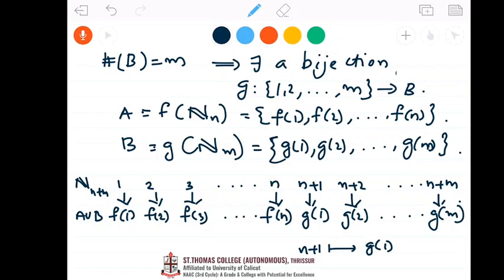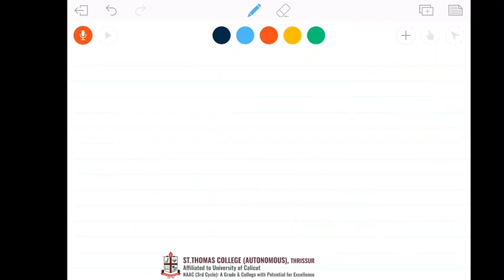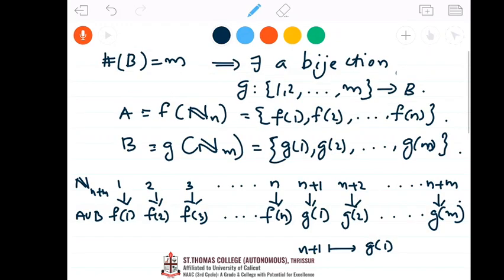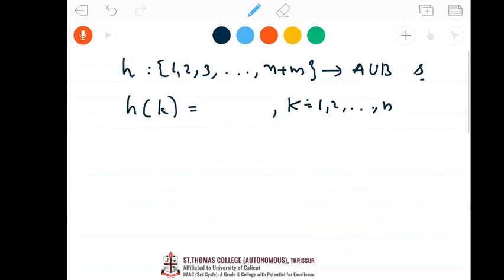Now how can we define this function? I will call this function h. So h is a function from 1, 2, 3, etc., n plus m to A union B, such that h of k, if k is equal to 1, 2, etc. up to n, what is h of k? h of 1 is f of 1, h of 2 is f of 2, h of 3 is f of 3, etc., h of n is f of n. So h of k is f of k.